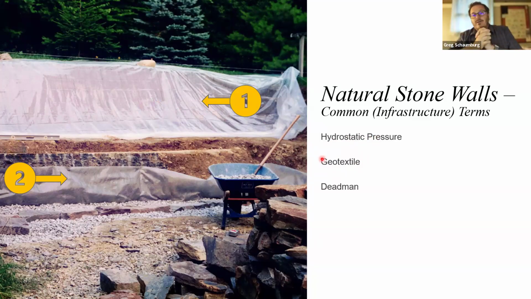It would clog and foul the gravel, and then the hydrostatic pressure would have built up, and eventually it would push the wall over. And the last infrastructure term, before we show some examples of those, is a dead man.